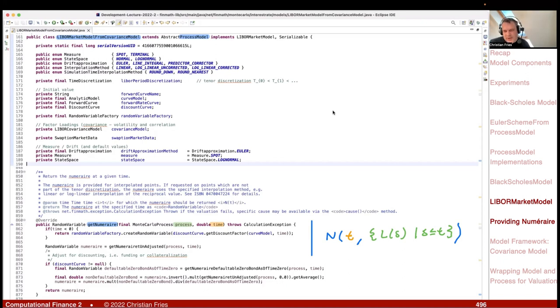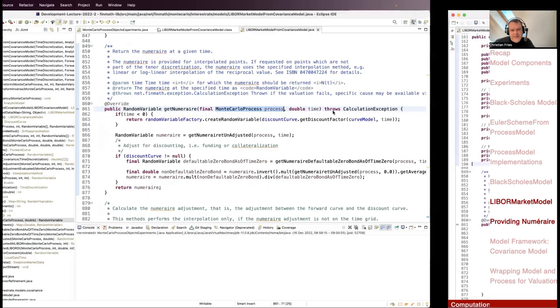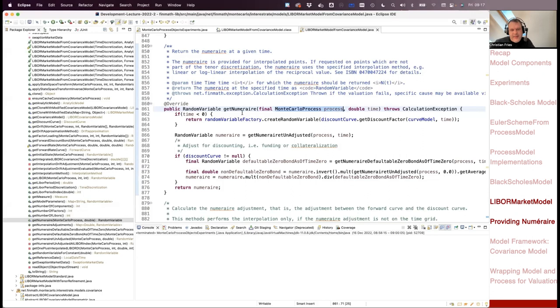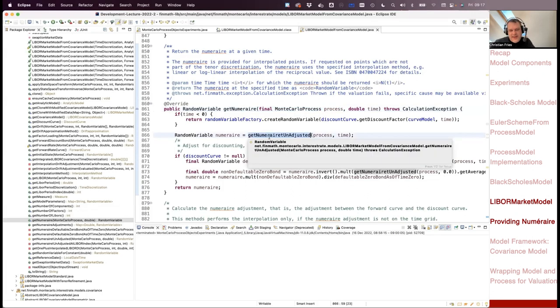There is some additional stuff going on here in this implementation. One thing is this adjustment here for the discount curve. We will look at this later. So let's dig a little bit deeper and see what is really done here. So digging a little bit deeper, let's look into this guy.